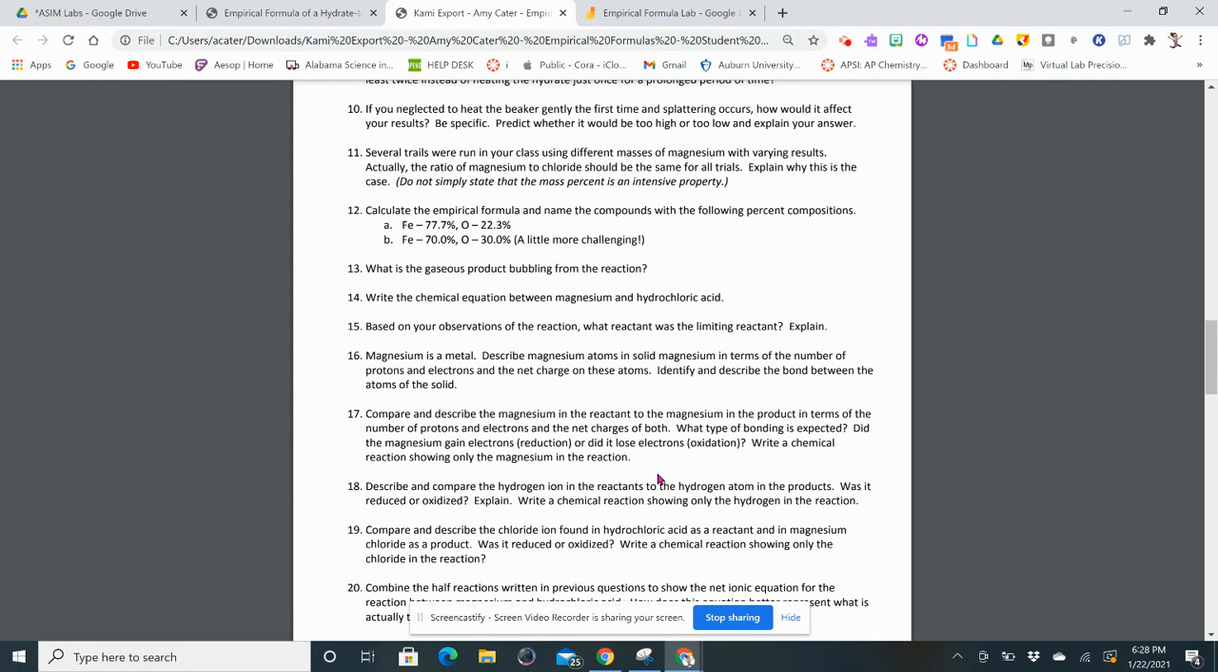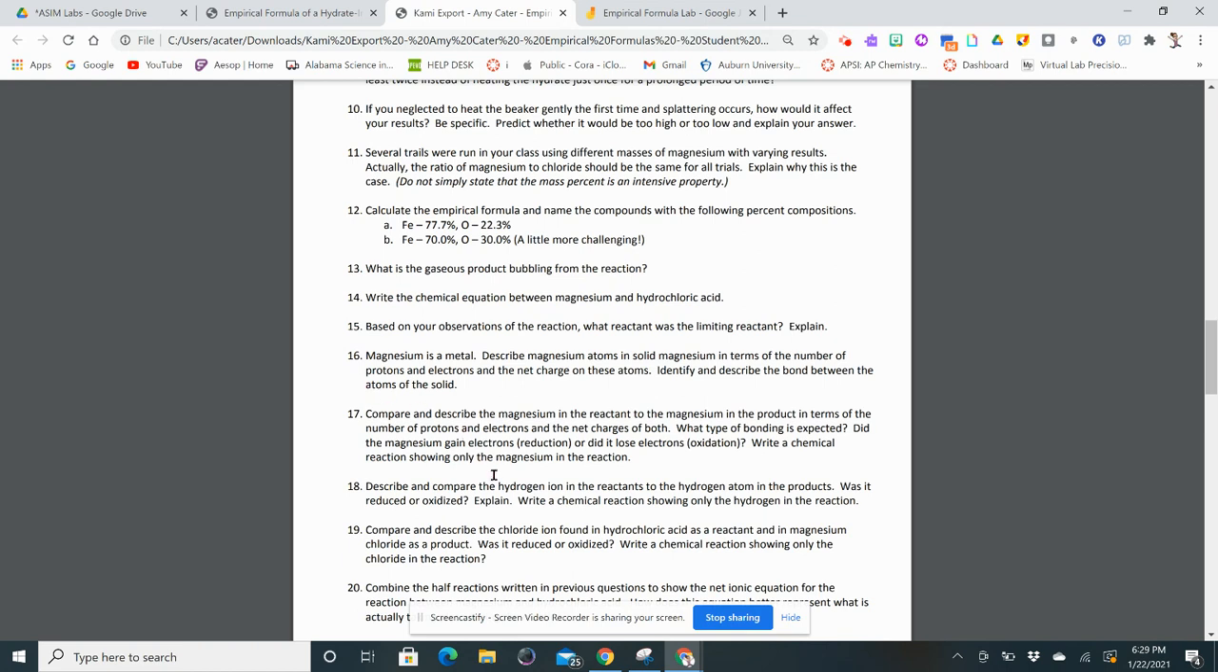Limiting reactant is just which one do you think ran out first? Actually, you know what? Let's go ahead and do it. Tell me which one of these do you think ran out first? The magnesium or the hydrochloric acid? That's what a limiting reagent is. So just give me your best guess. There's no right or wrong answer. You do need to explain why you chose that one, though.